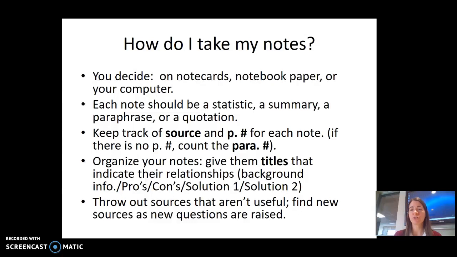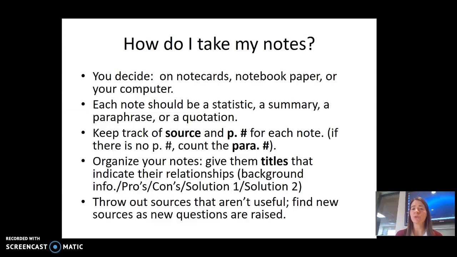You should keep track of your sources somehow and also the page number that you got your statistic, paraphrase, or quote from. If it's a summary, obviously there's no page number because it's a summary of the whole. If you're looking at something that's on the web, you count the paragraph number. So you don't need to keep track of page numbers, but you'd count the paragraph number. If it's on the web and it's something that's in a list like this, then you wouldn't need to count anything. So that's just if you were reading an article online that didn't have any page numbers, but did have paragraphs.